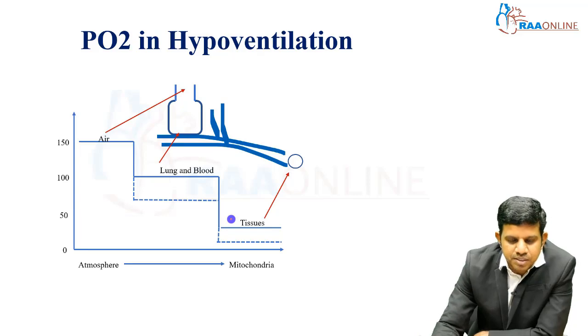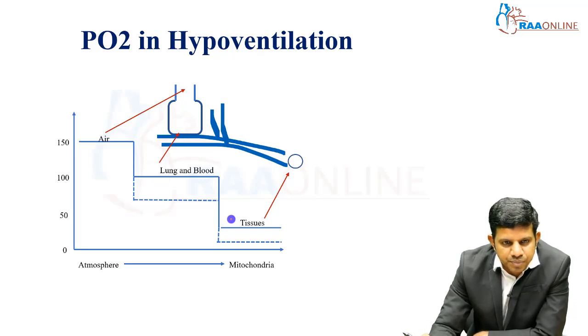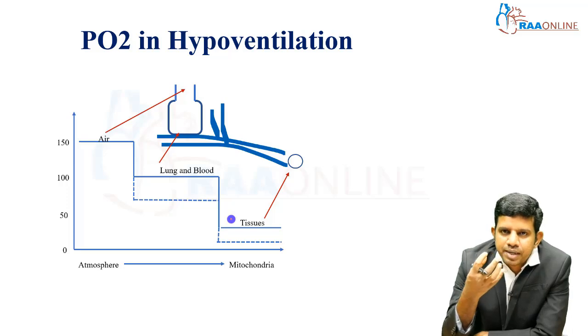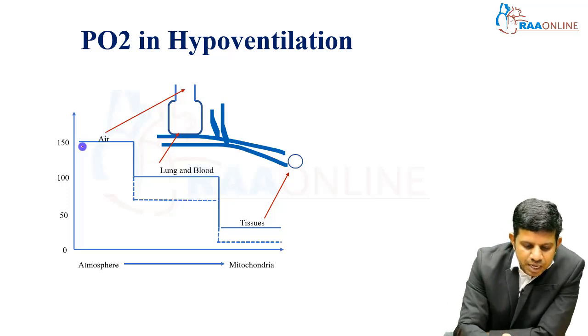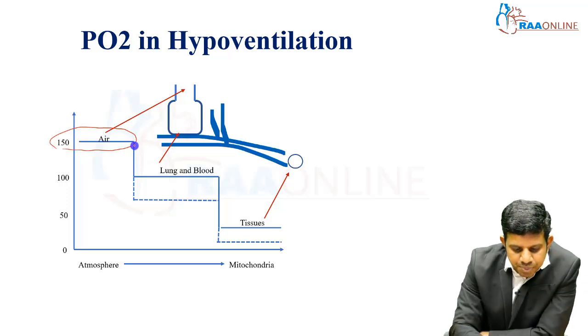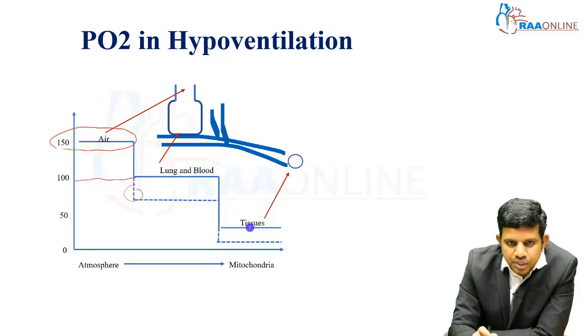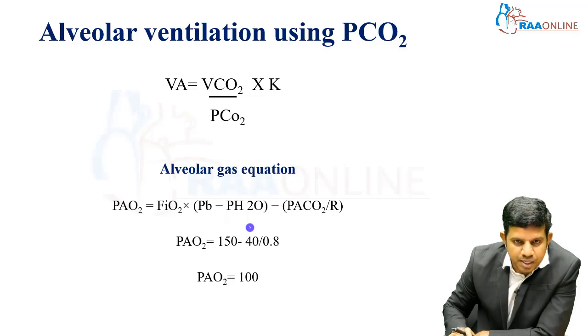So what will happen if the patient is in hypoventilation? The patient takes inspired gas from room air, and the PO2 of the inspired gas is 150, which is normal. When this inspired gas reaches the alveoli level, the partial pressure of oxygen is dropped. It is now less than 100. Normally it should be 100. In hypoventilation, it is less than 100. So at the tissue level also, the PO2 is going to be low. So hypoventilation will cause hypoxia and also cause hypercapnia.